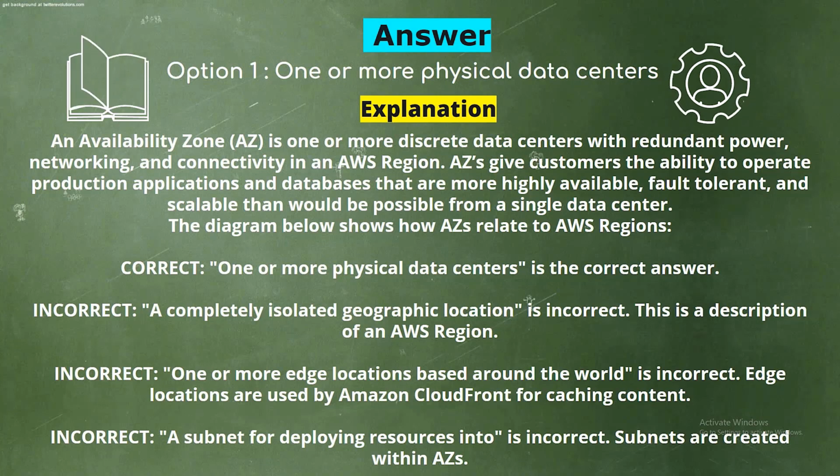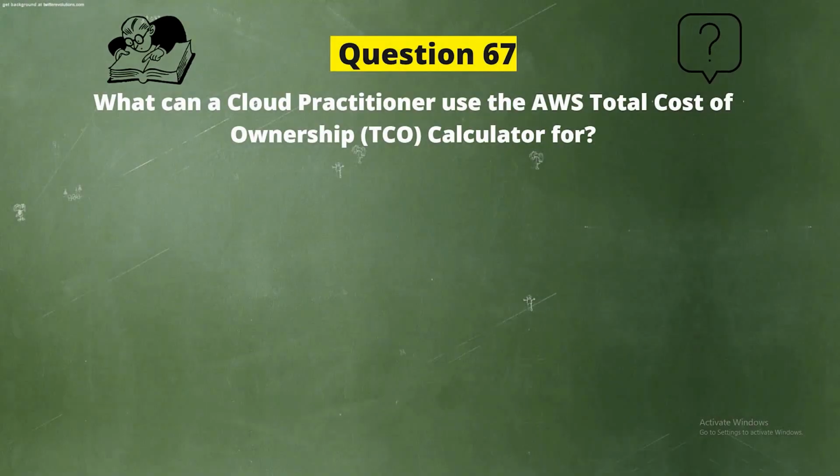Incorrect, a completely isolated geographic location is incorrect. This is a description of an AWS region. Incorrect, one or more edge locations based around the world is incorrect. Edge locations are used by Amazon CloudFront for caching content. Incorrect. A subnet for deploying resources into is incorrect. Subnets are created within AZs. Next question. What can a cloud practitioner use the AWS Total Cost of Ownership, TCO, calculator for?